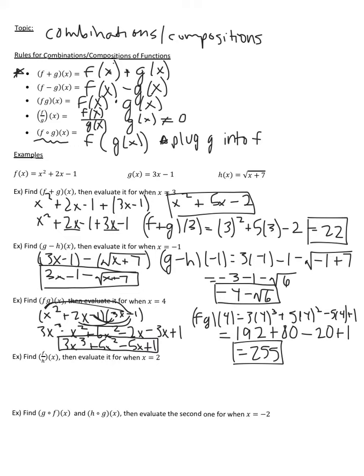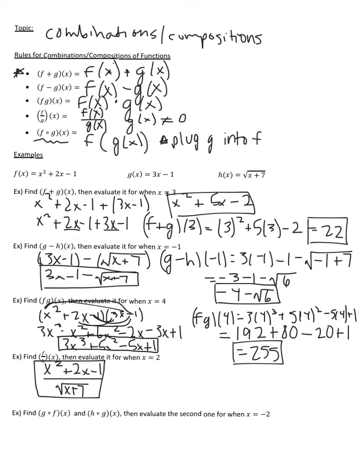Now f over h of x. So then we're going to have x squared plus 2x minus 1 over h, which is the square root of x plus 7. And this is as simplified as this function gets as well. Because again, I have 2 things under the square root, 3 things not under the square root, and I can't combine any of those like terms. So that's as simple as that function gets.